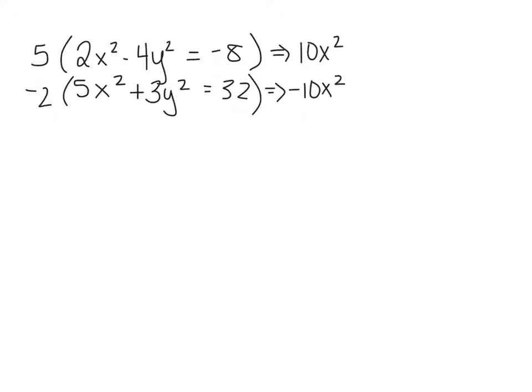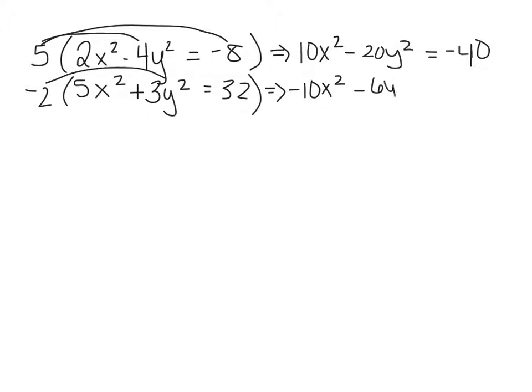Okay, so if I look at the top equation, I have 5 times 2x squared, which gave me the 10x squared, and now I'm going to multiply 5 by a negative 4y squared, and that gives me a negative 20y squared. Next, I'll multiply the 5 times the negative 8, and that gives me a negative 40. Now we'll look at the bottom equation. A negative 2 times 5x squared is a negative 10x squared. A negative 2 times a positive 3y squared is a negative 6y squared. And a negative 2 times a positive 32 is a negative 64.